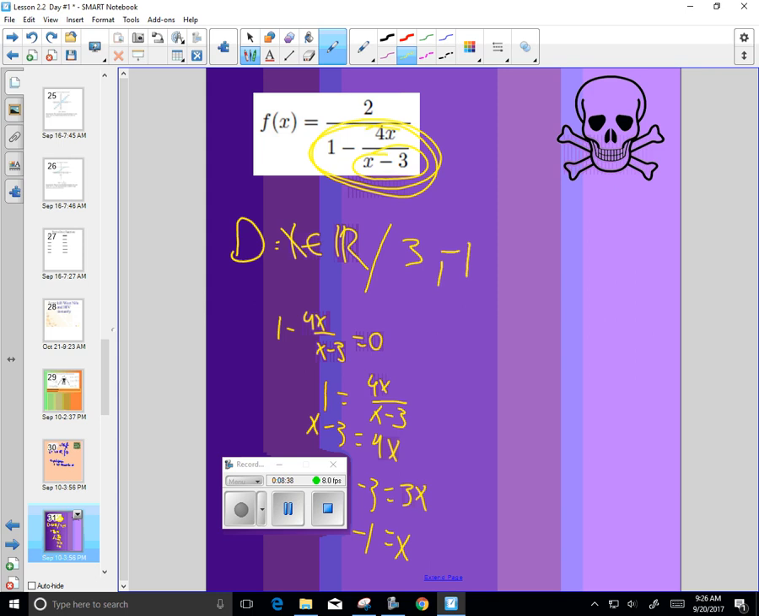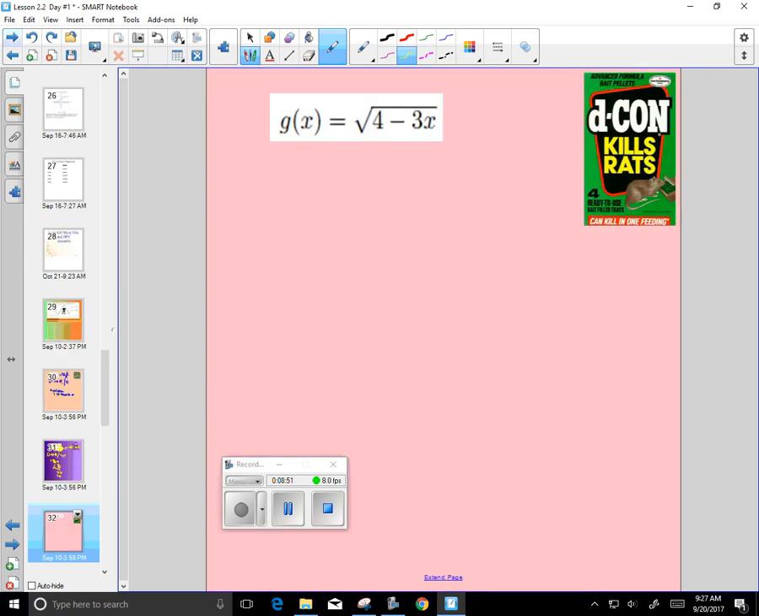So implied domain, one thing you can't do is you're just going to find what you can't do, set the denominator equal to 0. And that's what we did there. There's another one that's a problem, and that is we can't take the square root of a negative number. You can't take the square root of negative 2. Try it in your calculator. If you don't believe me, it'll say error.